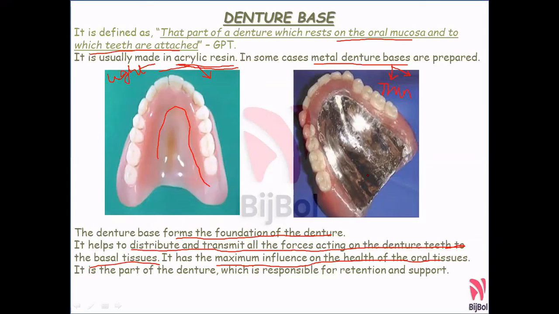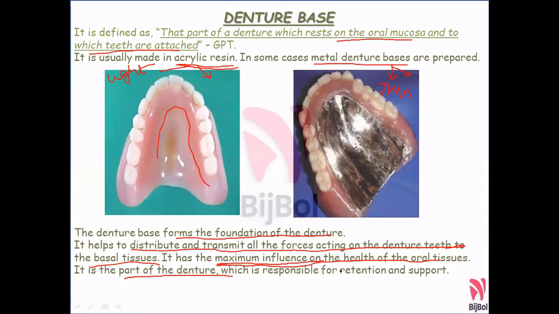Okay, so whenever there are abnormal forces delivered along the teeth, the denture bases will deliver those forces directly to the ridges, the underlying basal tissue. That will cause irritation and it will also accelerate bone resorption. That is how the denture bases influence the health of the oral tissues.